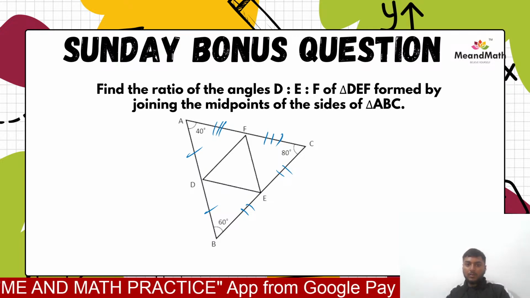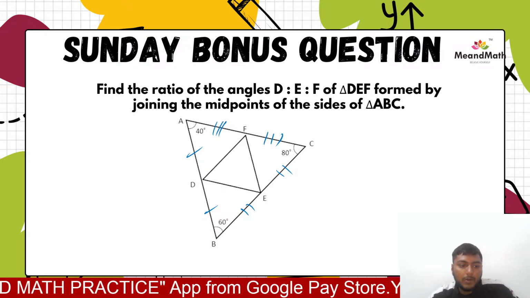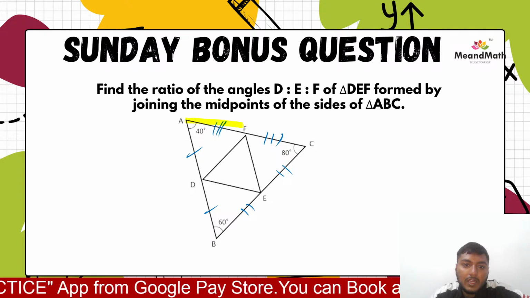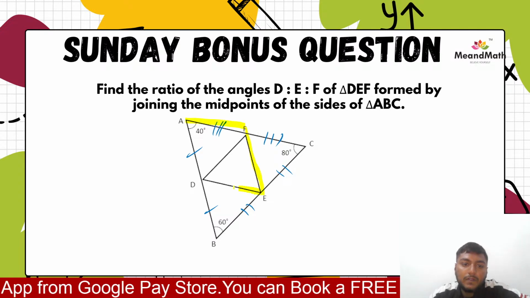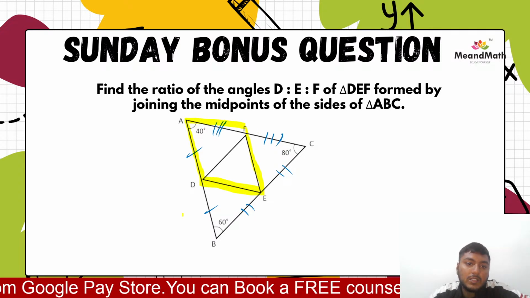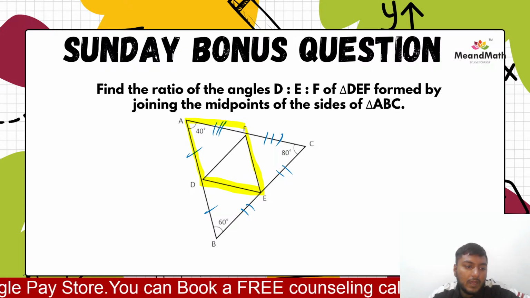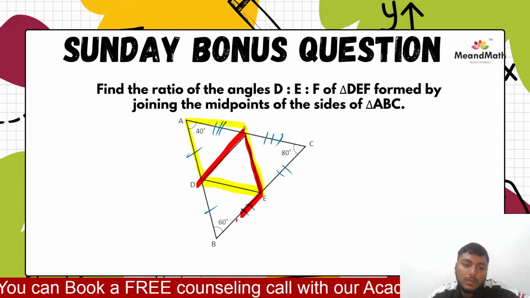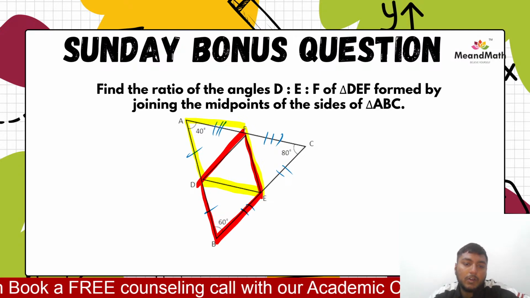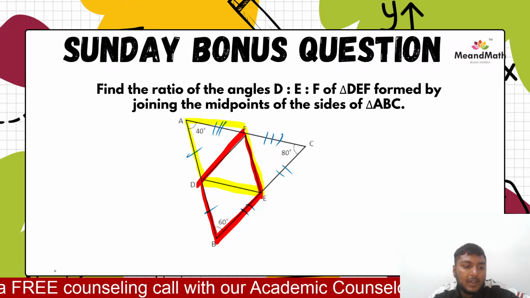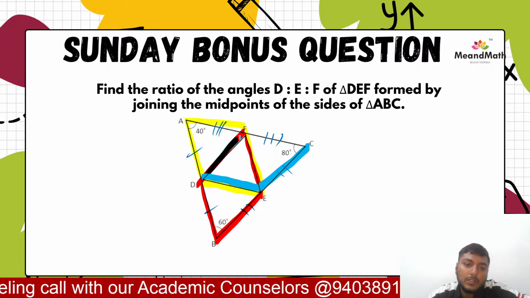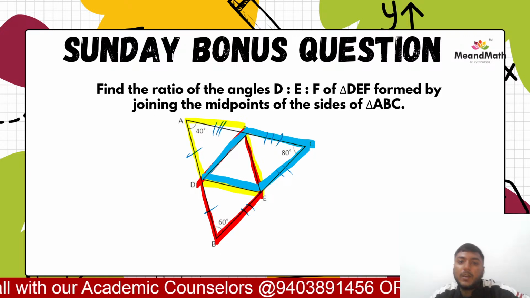Now since D, E and F are the midpoints, right बेटा? So इसका मतलब क्या है? AFDE is a parallelogram, right? Similarly, DEBF is a parallelogram, right? And similarly, what we can also say, this is also a parallelogram, right?